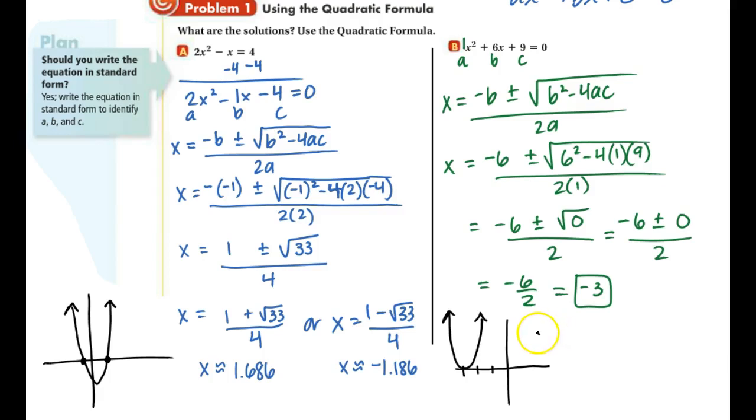If we were to factor this perfect square trinomial, we would get x plus 3 times x plus 3, which is just x plus 3 squared. And when you solve that, you just get x equals negative 3. So in this particular situation, factoring would have been the faster way to go. But the quadratic formula is always reliable when you are solving for the zeros. So there's a visual of what's going on.